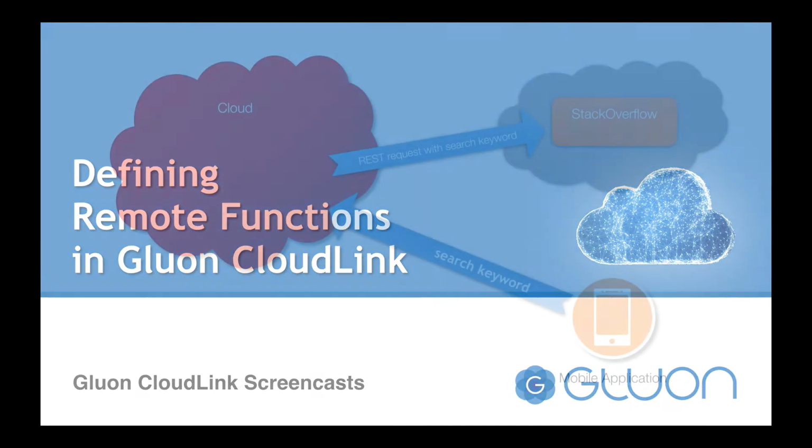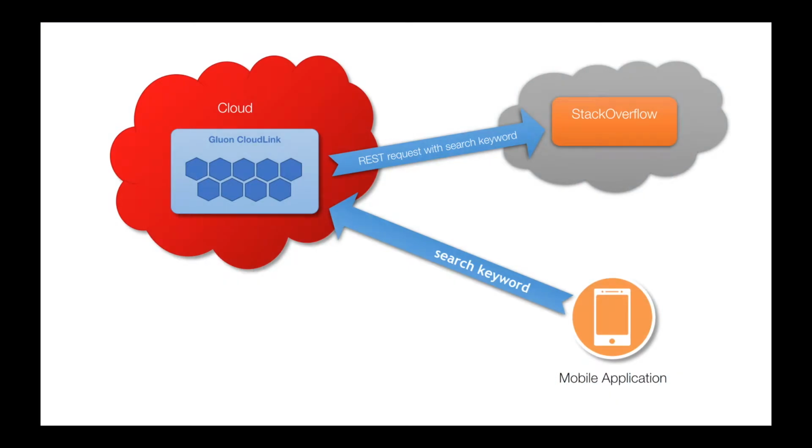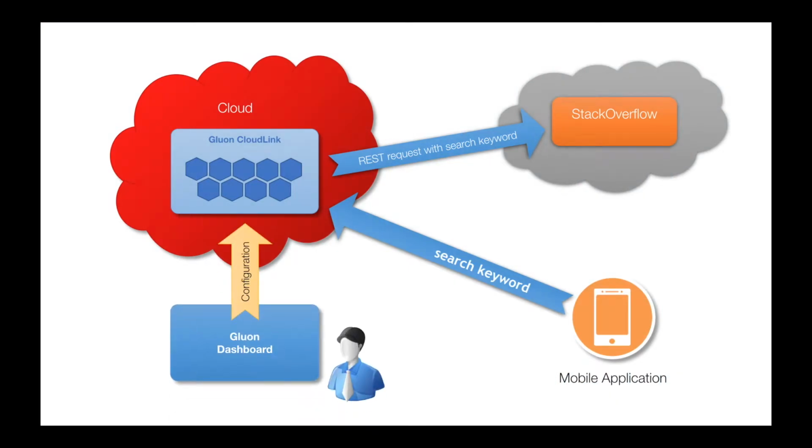Today, we'll explain how to configure Gluon CloudLink and allow a mobile application to retrieve data from Stack Overflow using a request with a search keyword provided by the mobile app. While this is a very simple use case, it explains how the decoupling works between mobile functionality on the mobile app and enterprise configuration on Gluon CloudLink.